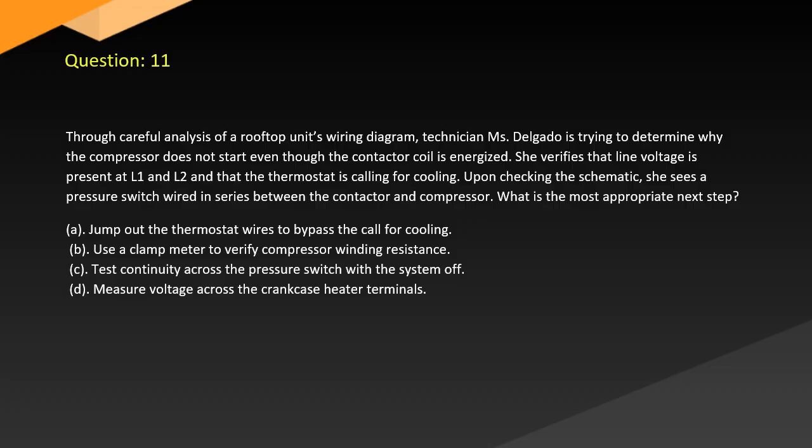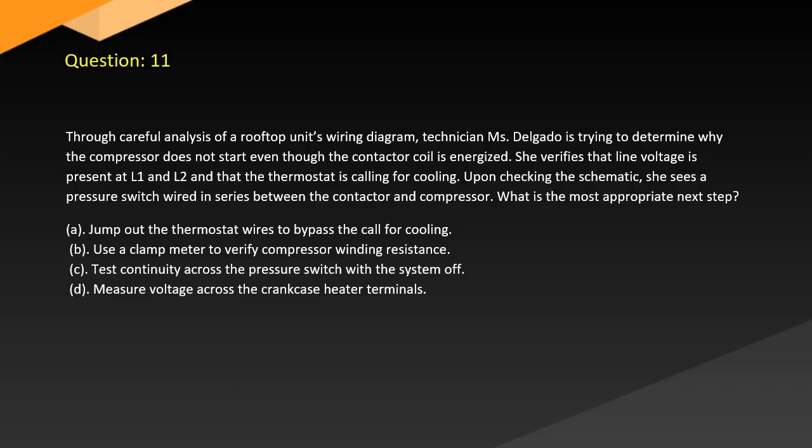Question 11. Through careful analysis of a rooftop unit's wiring diagram, technician Delgado is trying to determine why the compressor does not start even though the contactor coil is energized. She verifies that line voltage is present at L1 and L2 and that the thermostat is calling for cooling. Upon checking the schematic, she sees a pressure switch wired in series between the contactor and compressor. What is the most appropriate next step?